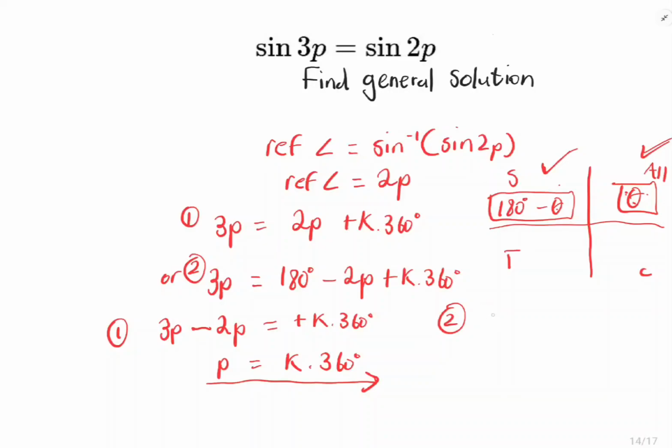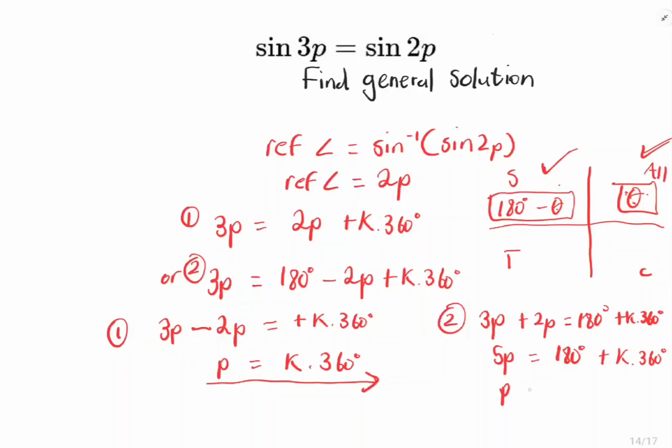Let's work at number 2. So we do the same thing. 3p, take this minus over to the other side. Now it's going to be plus 2p is equal to 180 degrees plus k dot 360 degrees. 3 plus 2 is 5p is equal to 180 degrees plus k dot 360 degrees.